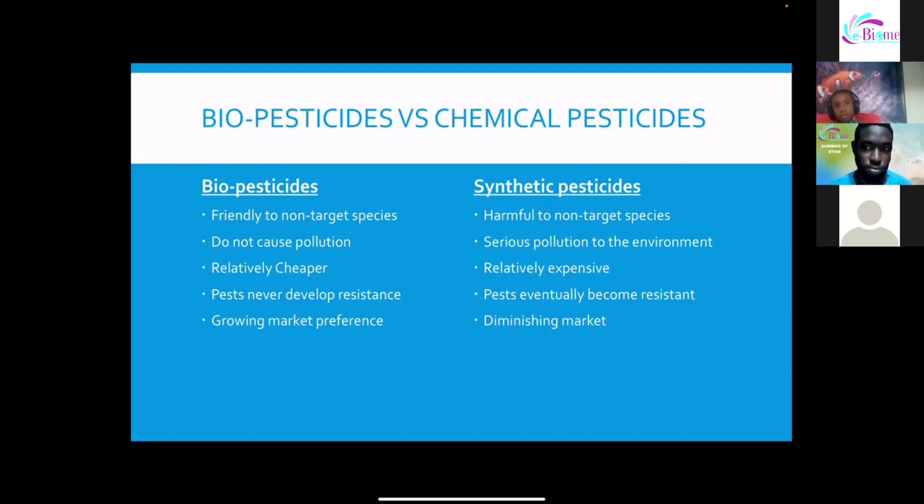While the biopesticides are friendly to non-target species, so they specifically target the species that you want to target and not the beneficial insects. They do not pollute. They are very friendly to humans and animals around, and they're relatively cheaper, some of them. And the pests never develop a resistance towards it.